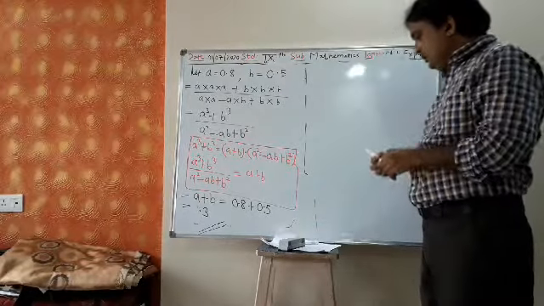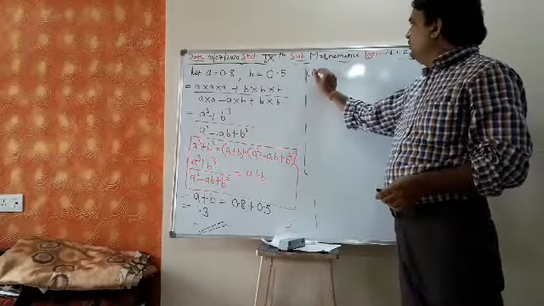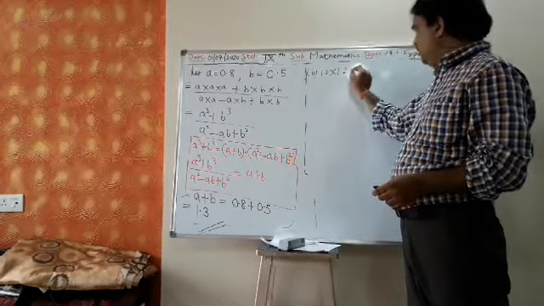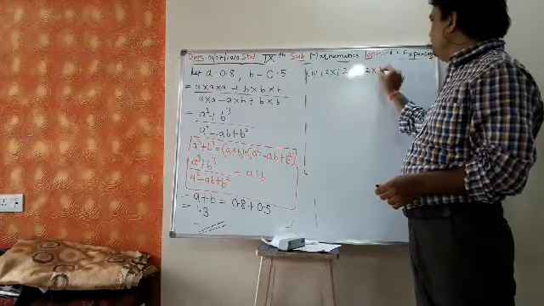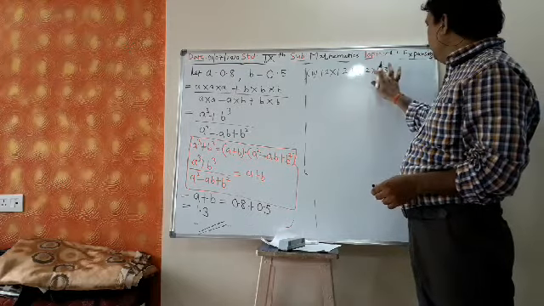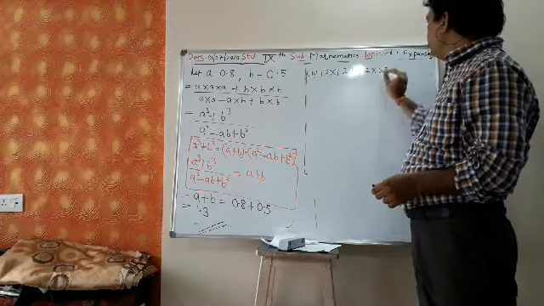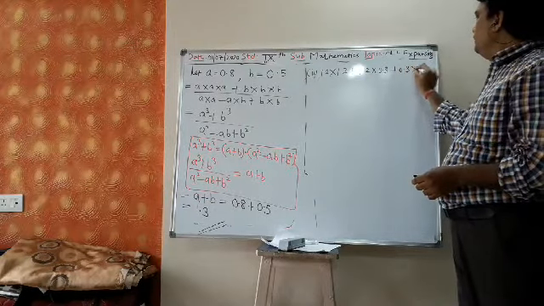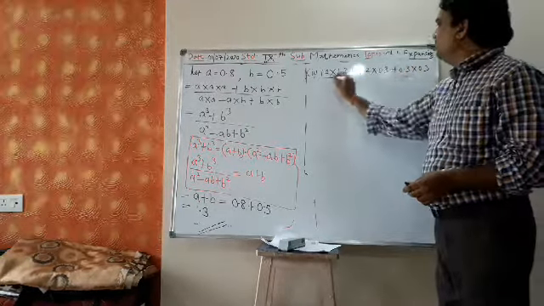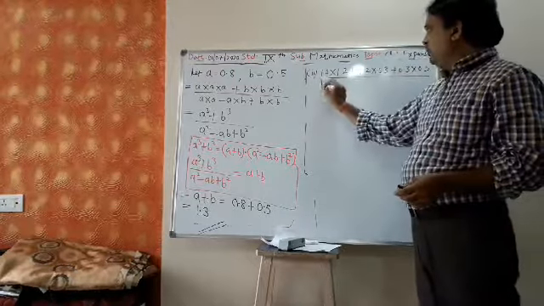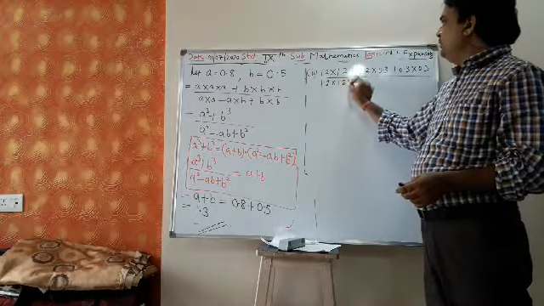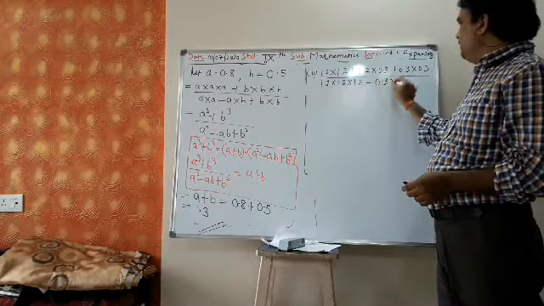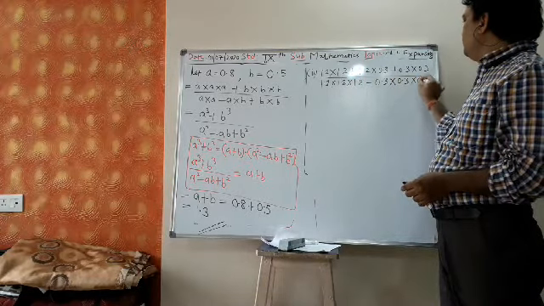Now let us do the second part. 1.2 into 1.2 plus 1.2 into 0.3 plus 0.3 into 0.3, upon 1.2 into 1.2 into 1.2 minus 0.3 into 0.3 into 0.3.